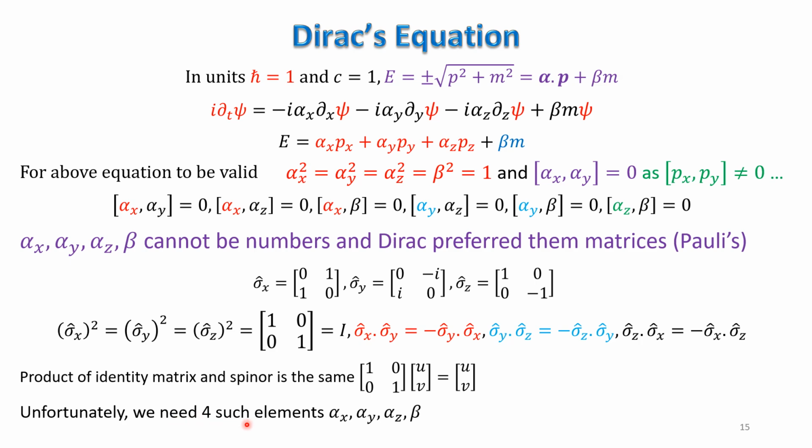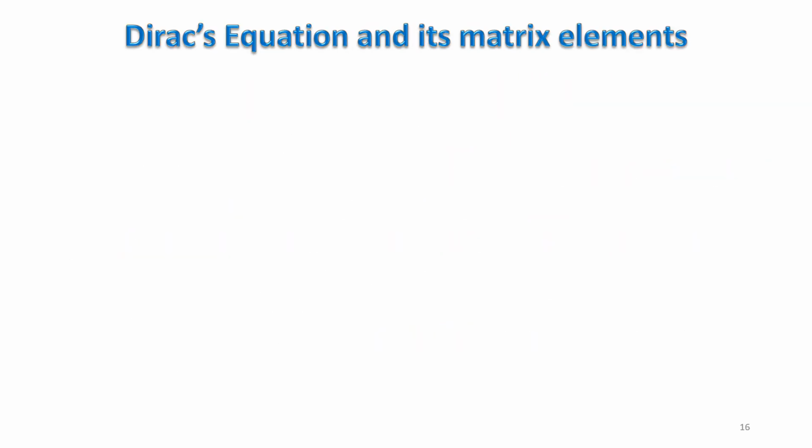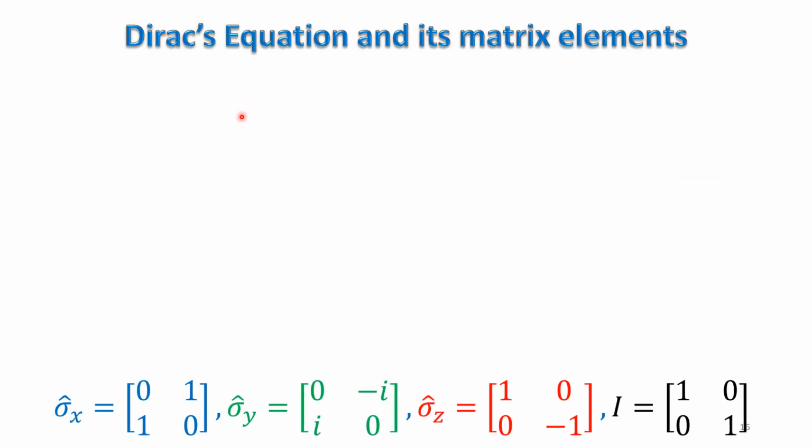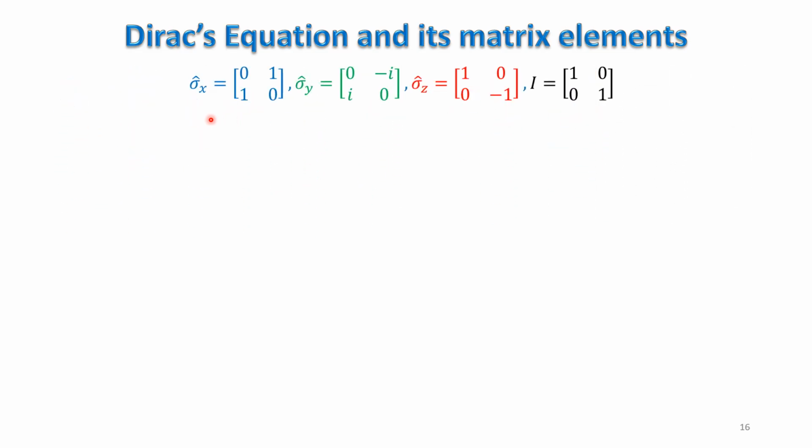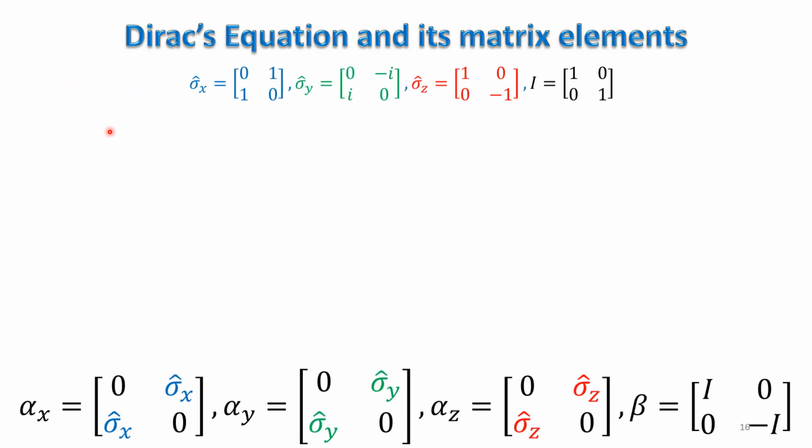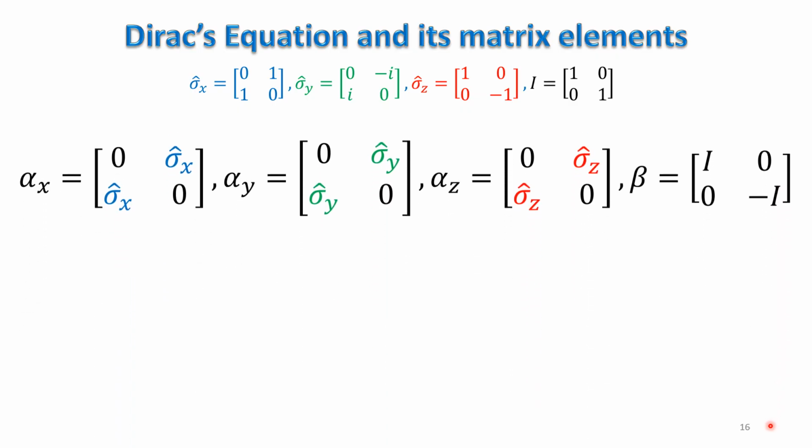Unfortunately, we need such 4 elements: alpha x, alpha y, alpha z. So we have to use these sigmas in combination so that alpha x, alpha y, alpha z and beta can be raised. So here I am rewriting sigmas and identity matrix. For the first time I am writing alpha x, alpha y, alpha z, beta using sigma x, sigma y, sigma z and identity matrix respectively.